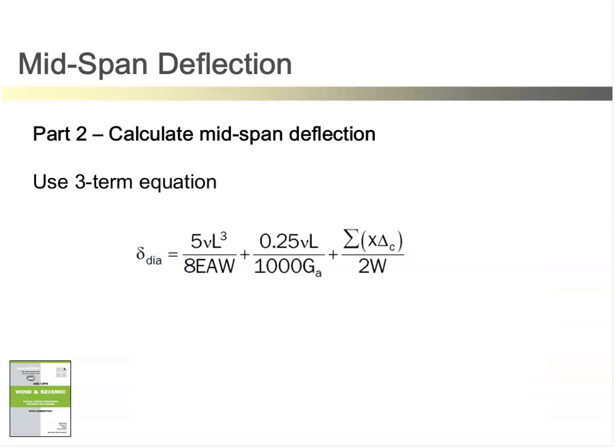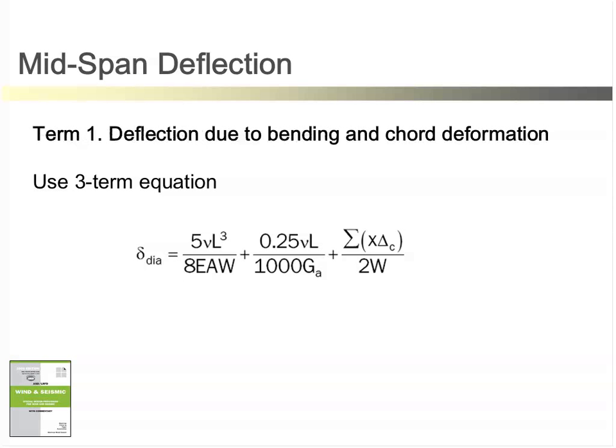So now we're going to calculate the mid-span deflection once we have the number of nails. And again, we're going to pull out that 3-term equation that we looked at earlier. We're going to use that since that's what's shown in the standard. Again, we went through all the allowances for using the 4-term equation, so that's still there. But for this particular example, we're going to use the 3-term equation.